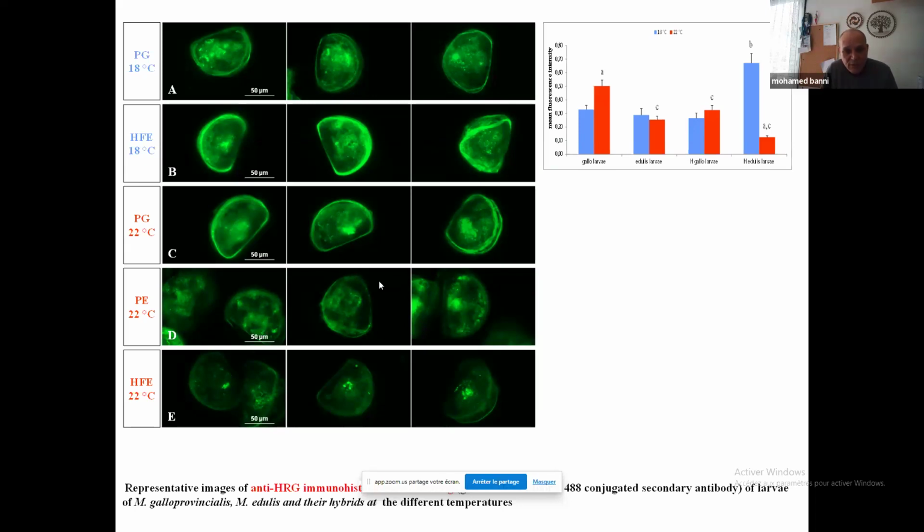And this is the first evidence why galloprovincialis survived in this area, but not edulis. The native species could not survive in a changing climate because they cannot produce the so-called protein of calcium deposition that will ensure the formation of the shell.